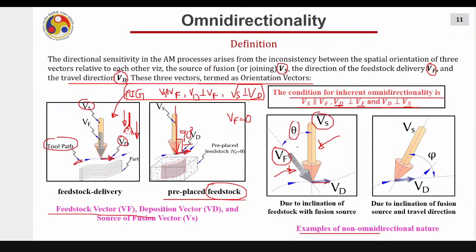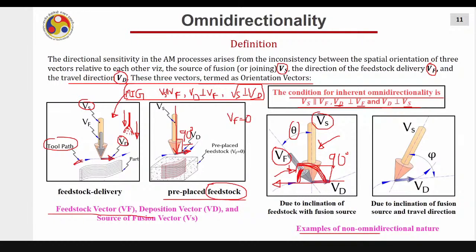Now you see there is an issue. Assume that this angle is 90 degrees. It is always perpendicular. Now if I'm moving in this direction, the angle between Vf and Vd is something, for example, this one. Now suddenly if my direction of motion is changed and I'm just going in the backward direction, the angle will change. Now this will be the new angle. So what is happening? The position of Vs, Vf and Vd is not consistent. Hence the process is not omnidirectional.